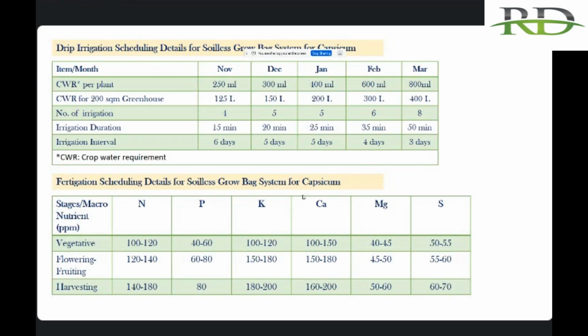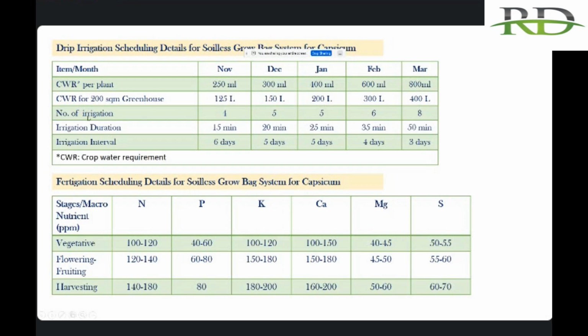Here we have the drip irrigation scheduling, that is, irrigation through drip, for the months November, December, January, February, and March. This is the crop water requirement, how much the capsicum crop requires per plant: 250 ml in November, and it increases until in March it goes up to 800 ml of irrigation, right?